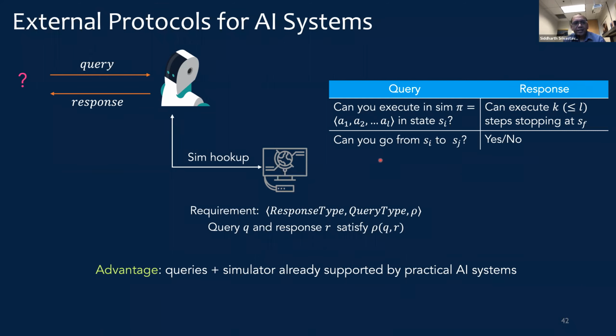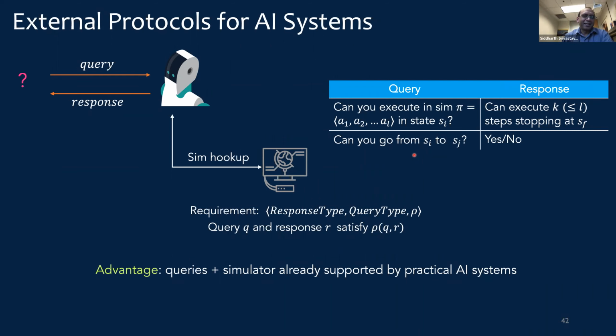The next kind of query is, can you go from state SI to state SJ? And the response is a simple yes, no. So this is the very limited class of queries that we are working with. And this is actually a fairly reasonable categorization of query and response protocols.